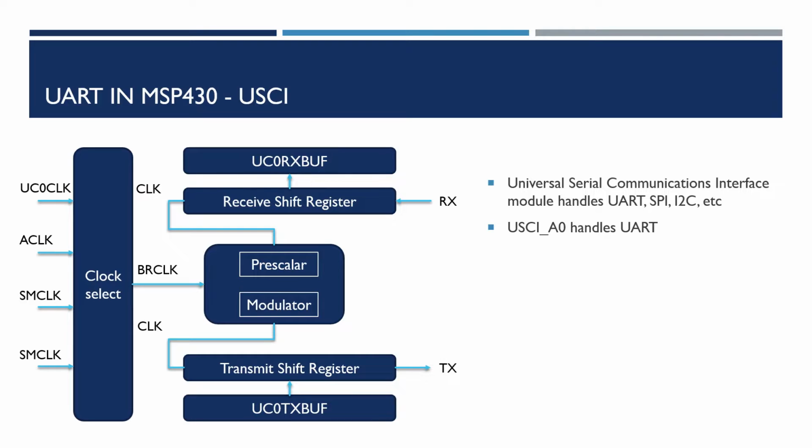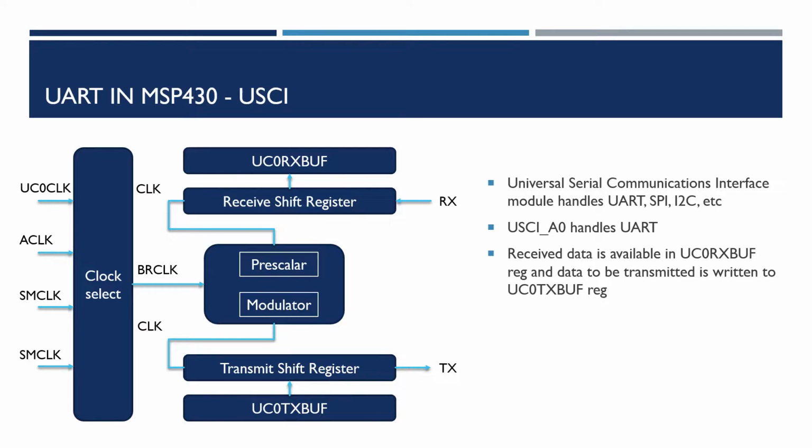On the left hand side, you can see a diagram of the USCI module. The received data is stored in the UCA0RXBUF, which is nothing but a buffer, and the data to be transmitted is written to the TX buffer. Then there's also clock select. There are 4 available clocks, actually 3 are available, and you can use any of them. One clock is selected as the baud rate clock, and that clock is basically used to compute your baud rate. The baud rate calculation is a little tedious, and we'll be looking at it next.